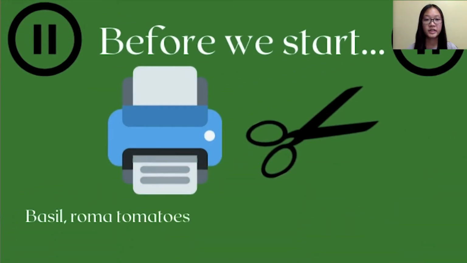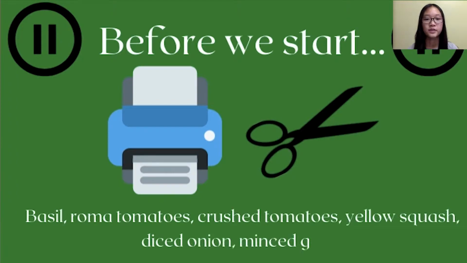But before we begin, there are a few things you'll need. Please print out the activity sheet linked in the description below. You will also need a pair of scissors. If you do not have a printer, you may copy down the names of each of these 6 ingredients on a separate piece of paper: basil, Roma tomatoes, crushed tomatoes, yellow squash, diced onion, and minced garlic. You will be using these for the activity later. You will also want to have a pen and paper or a pen in your notebook for writing some things down.